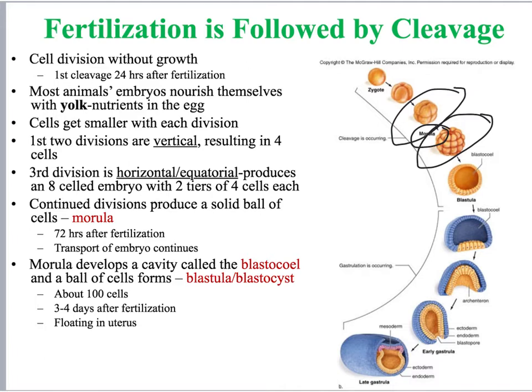All right, so what happens once it reaches the uterus is it's now called a blastula or a blastocyst. It's a hollow ball of cells, about 100 cells total. It stays in the uterus for a couple of days and continues to develop. But even at this stage, we have this blastula or this blastocyst.